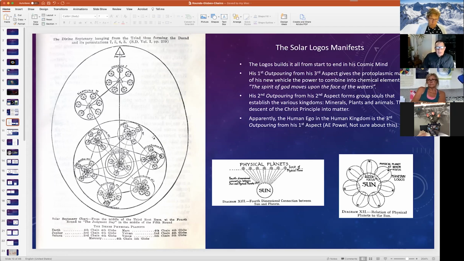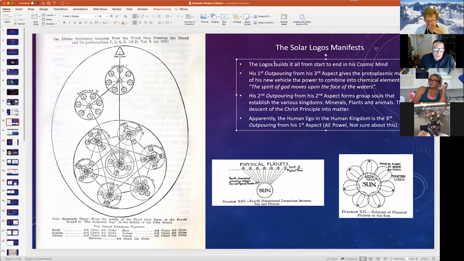Now, the logos, he builds it all from start to end in his mind, right? So it's his plan, he sets the plan before it all gets set into motion. And then eventually it starts to manifest and over time evolve into the image in his mind. And there are these things called outpourings, right?